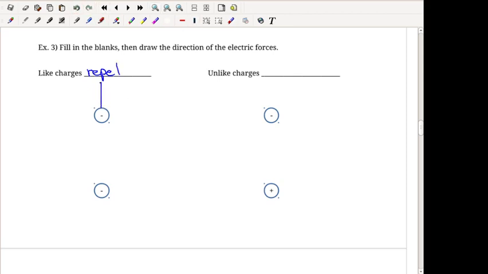So this one gets pushed up away from this one down here, and this one gets pushed down away from the one up above. Equal forces, opposite direction, kind of like your force pairs. Actually, they are your force pairs. So repelled away from each other. Well, unlike charges, one positive, one negative, they attract. Again, this should be familiar to you from chemistry. So the negative charge is going to be pulled downward towards the positive charge. It's attracted.